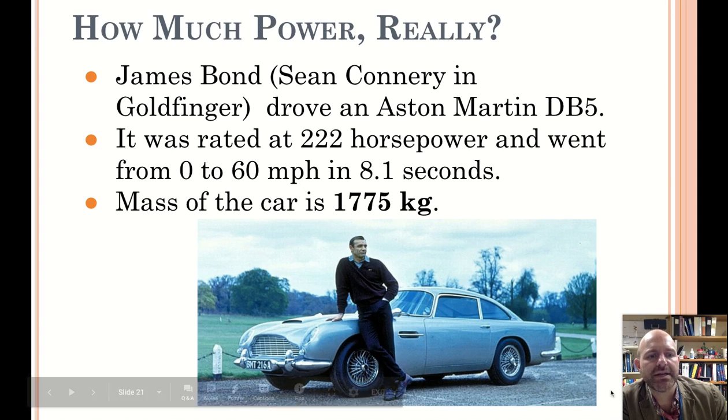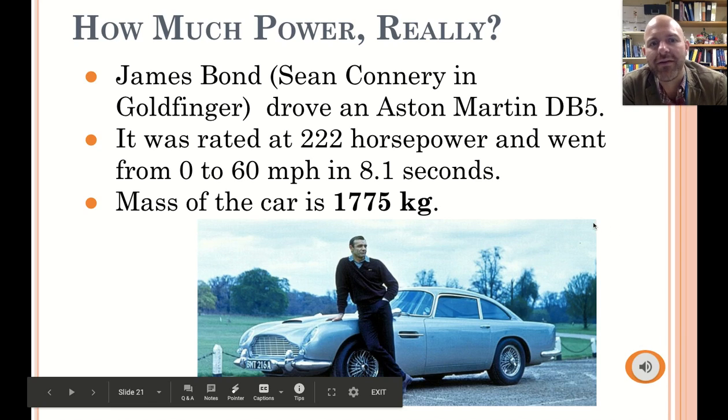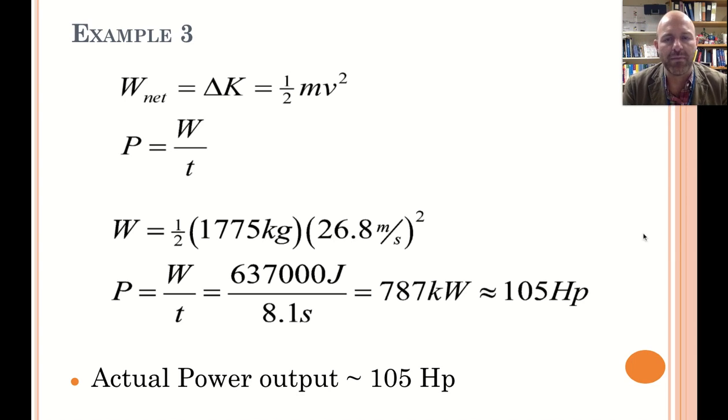Another example of this is sort of a classic movie reference, right? James Bond driving an Aston Martin DB5. This car in 1960, whatever it was that he drove this car in the movie, was rated by the manufacturer to have 222 horsepower, and it had a 0 to 60 mile per hour time of 8.1 seconds. And the mass of the car was about 1,775 kilograms. So we can compare the predicted power output of the motor of 222 horsepower with the power that was on average while it accelerated from 0 to 60, and that's only about 105 horsepower.